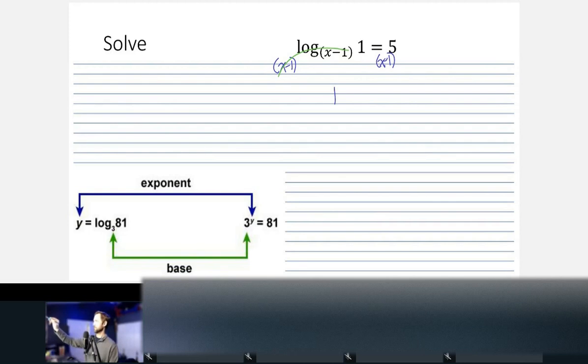And then we have x minus 1 to the 5th power. Did anybody distribute that 5 exponent to the x and to the negative 1? Anybody do that?